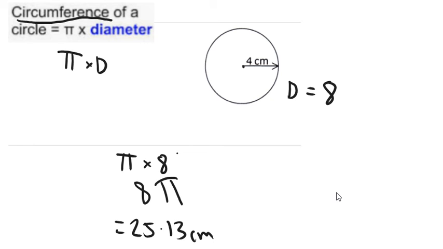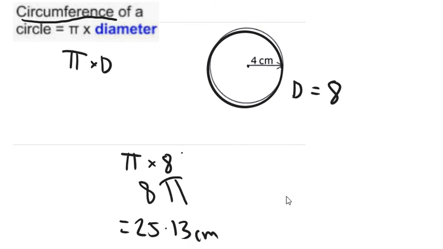So that's what we've just figured out, is that the distance, if I was to start here on the circle and walk all the way around it, back to the start, I would have walked 25.13 centimeters. So that's all you really need to remember. You just need to remember that circumference is pi times d.